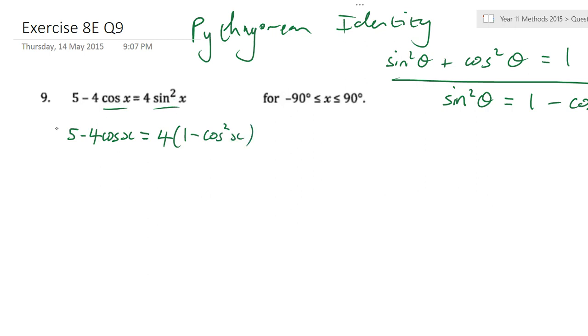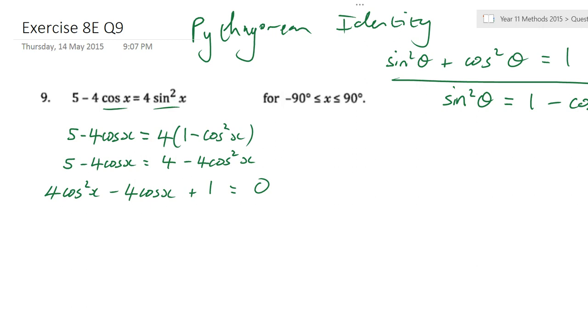Okay, and then we are just going to leave the left-hand side again and multiply out this right-hand side, so 4 minus 4 cos squared x. Right, I'm going to make everything equal to 0, and put everything on the left-hand side, so 4 cos squared x minus 4 cos x plus 1 equals 0.